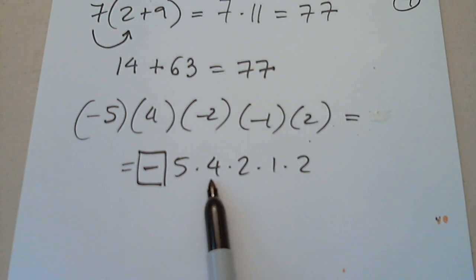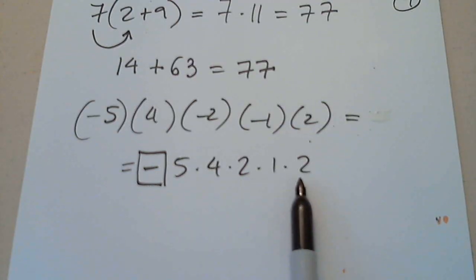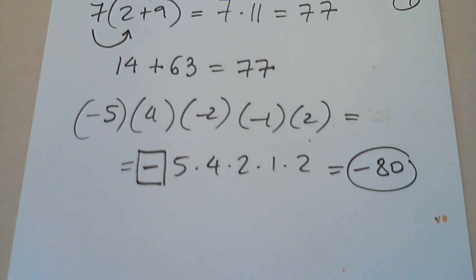5 times 4 is 20. 20 times 2 is 40. 40 times 2 is 80. And then you have negative 80 as the final answer.